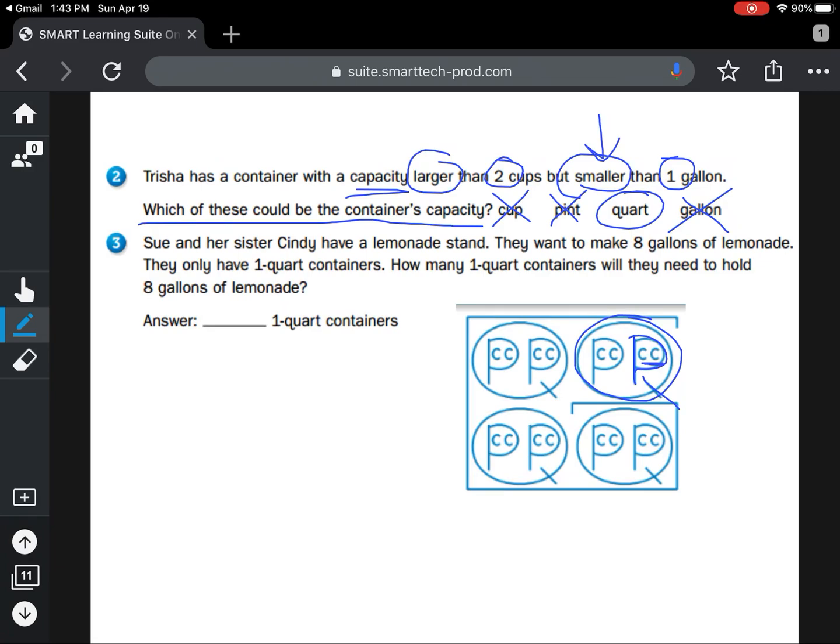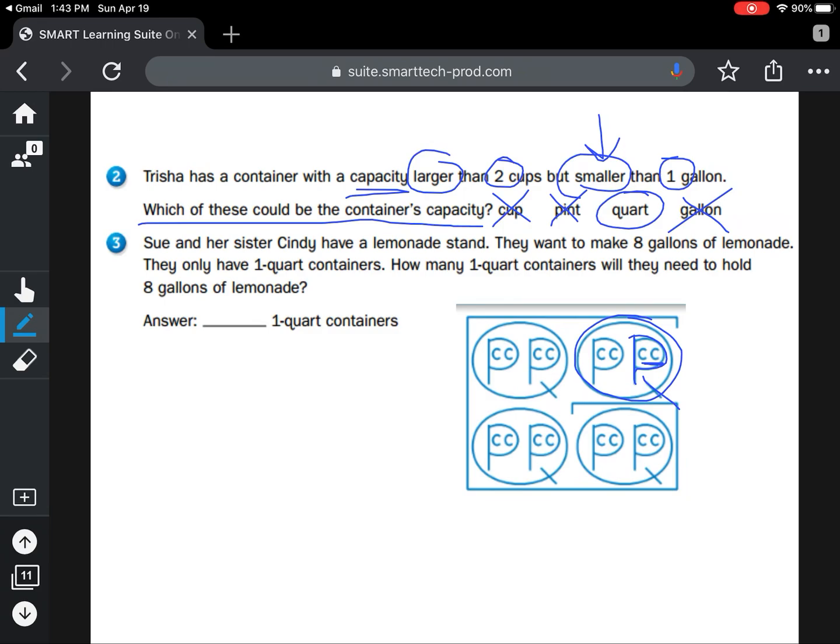Problem number 3 says, Sue and her sister Cindy have a lemonade stand. They want to make 8 gallons of lemonade. They only have 1 quart containers. How many 1 quart containers will they need to hold 8 gallons of lemonade? The answer is blank 1 quart containers.